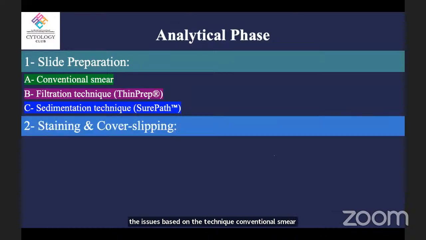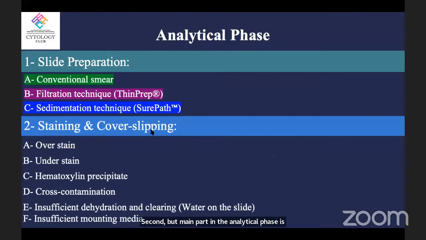And the second main part in the analytical phase is the staining and cover slipping, and the main issues in the staining and cover slip include overstain, understain, hematoxylin precipitate, cross-contamination, insufficient dehydration, and insufficient mounting media.